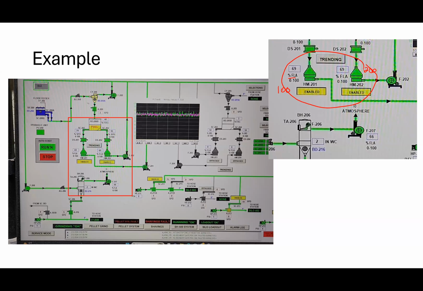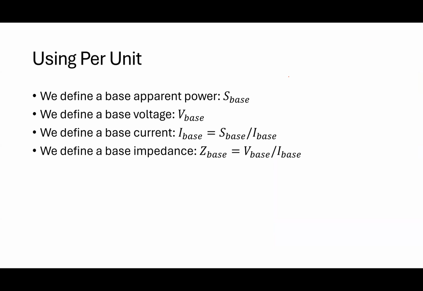All right. So it's pretty common for us to do that. So that means we have to normalize the values. So if the full load amps is 100 and this guy is at 69% FLA, that means it's 69 amps. So we just have to normalize somehow. So we got to figure out what that normalization is. And when we do that, we use per unit.